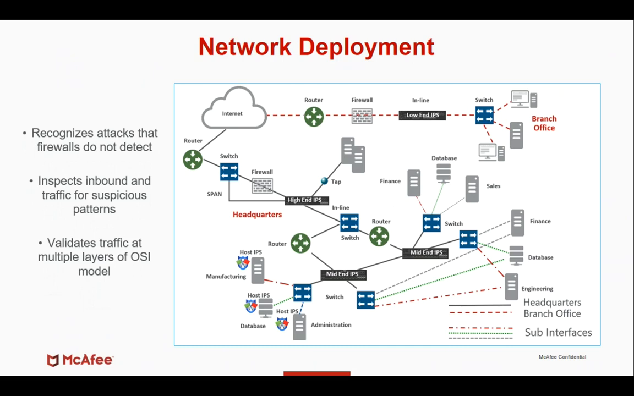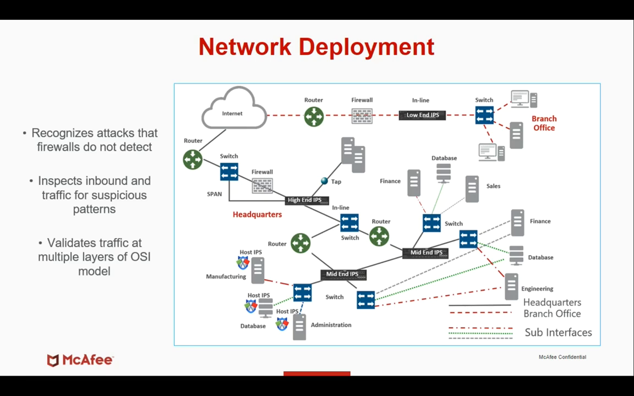Now, depending on the network setup, one might need a high-end IPS on your corporate network, that is the headquarters office, which will be monitoring the data center or the core network devices. And at the branch office, a low-end IPS may also suffice for protection. Similarly, a mid-range IPS can help to protect the internal segments classified as engineering, manufacturing, finance, administration, etc.